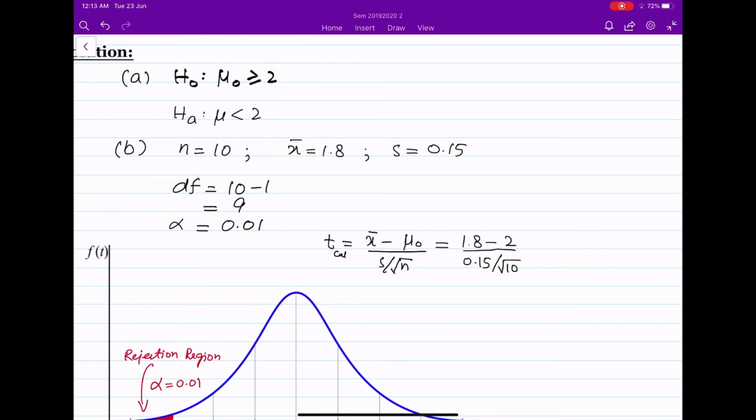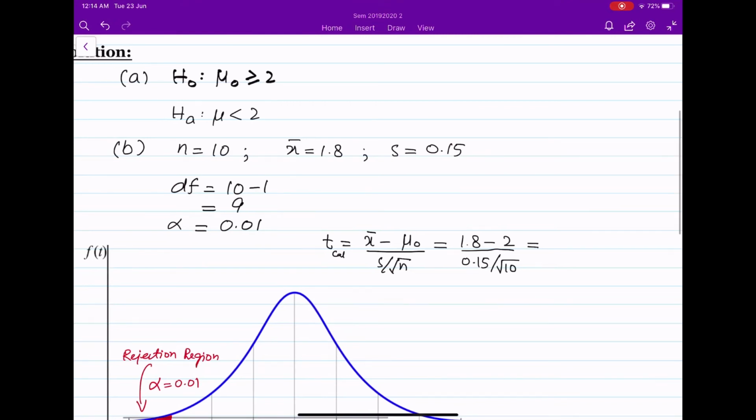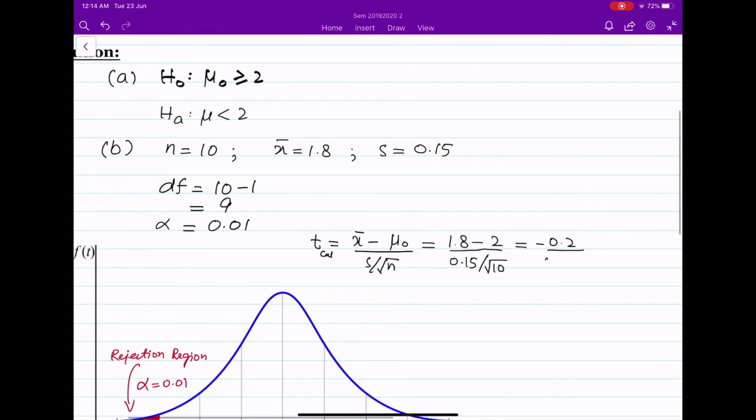Now remember that the sample size is 10, which is less than 30. If it is 30 or above, we will use the z test, and below that we can use the t test, as we are doing now. So 1.8 minus 2 is minus 0.2, divided by 0.04743.